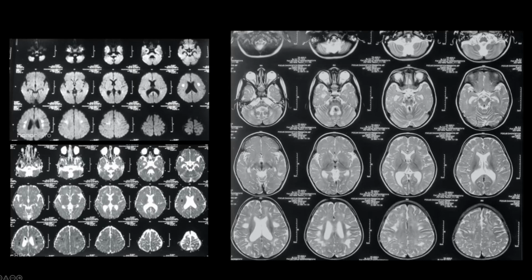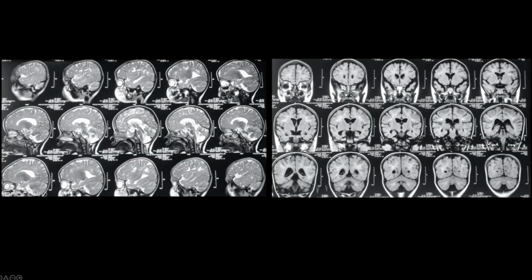Also, you can appreciate on the diffusion sequences, there are differential areas of restricted diffusion, whereas the central areas demonstrate restricted diffusion and the posterior regions do not demonstrate restricted diffusion. On sagittal images, there is thinning of the corpus callosum, volume loss of the brainstem, cerebellum, and the cerebral structures. Similar changes are seen on FLAIR.